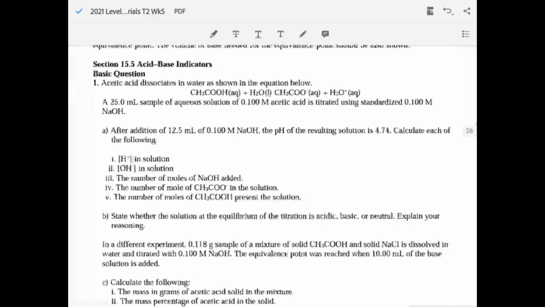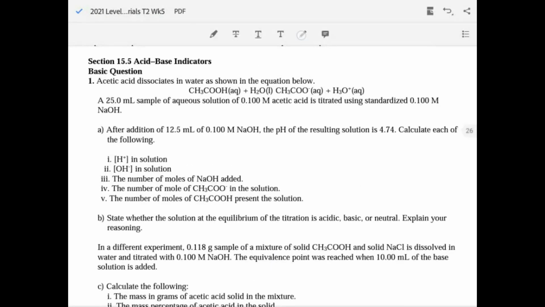Now 15.5, which is a bit easier because you can handle it better. Find the pH after addition of 12.5 milliliters of NaOH. The pH of the resultant solution is 4.74. So we're calculating each of the following. Since the pH is 4.74, if you notice, 12.5 out of 25 is a half, so it's a half equivalence point at this point.